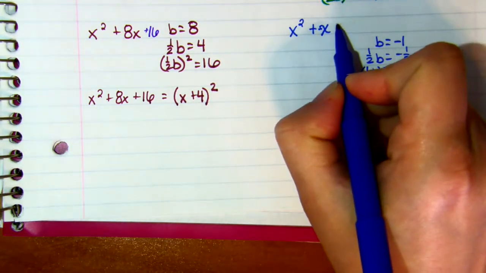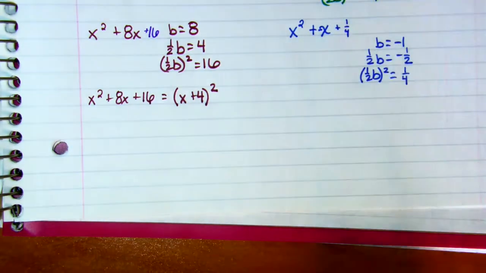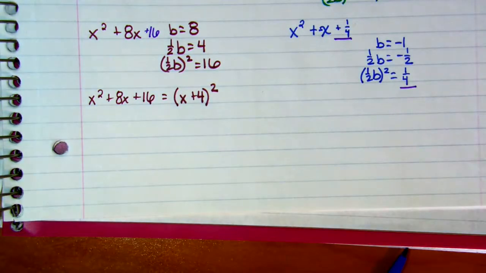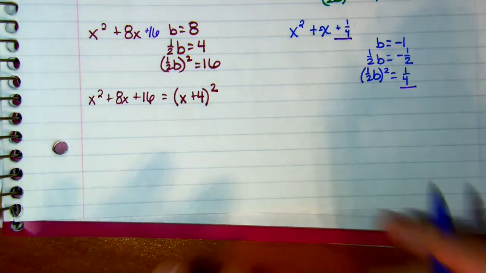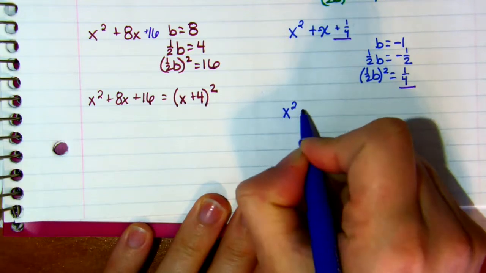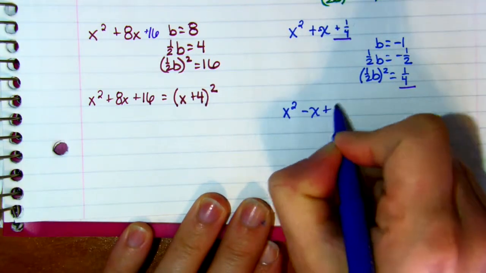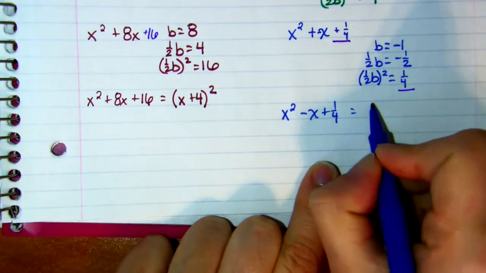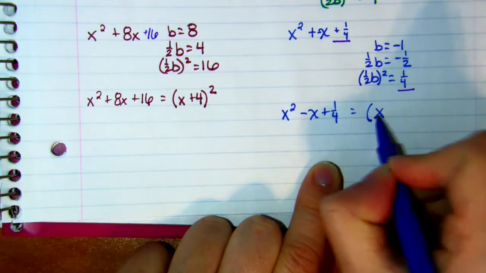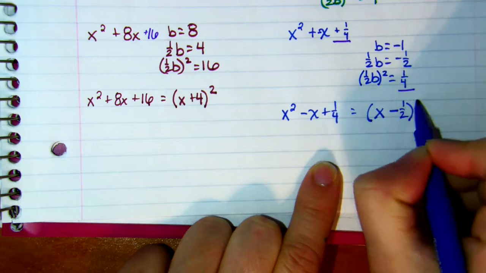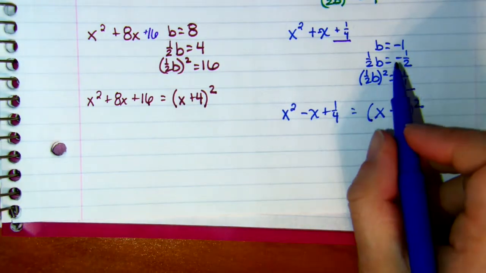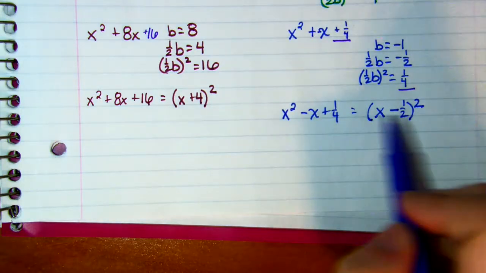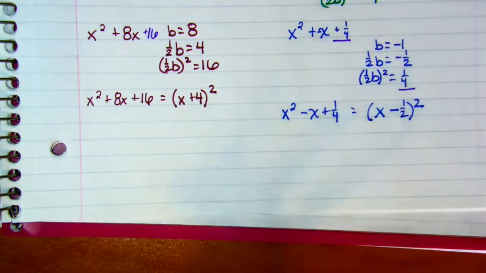So that tells me that I need a positive 1/4 tacked on the end in order to make this a perfect square. And then when I factor it, it was x squared minus x plus 1/4. When I factor this, it's going to factor into x minus 1/2 squared, or x plus a negative 1/2. You can deal with that negative either way. So this is how it's going to factor. So that's the general idea.